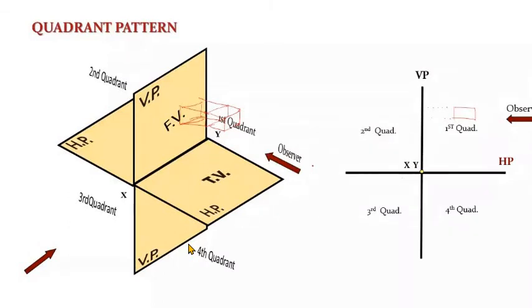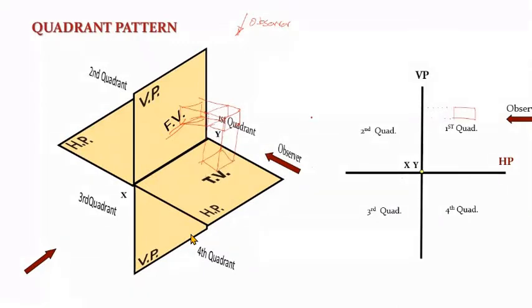So if an observer stands parallel to the vertical plane, then he will get a view. That particular view is called the front view. Whereas if the observer moves parallel to the horizontal plane, something like this, and takes a view, he will be on top of the object, and he will get a view somewhere like this, right? That particular view is called the top view.